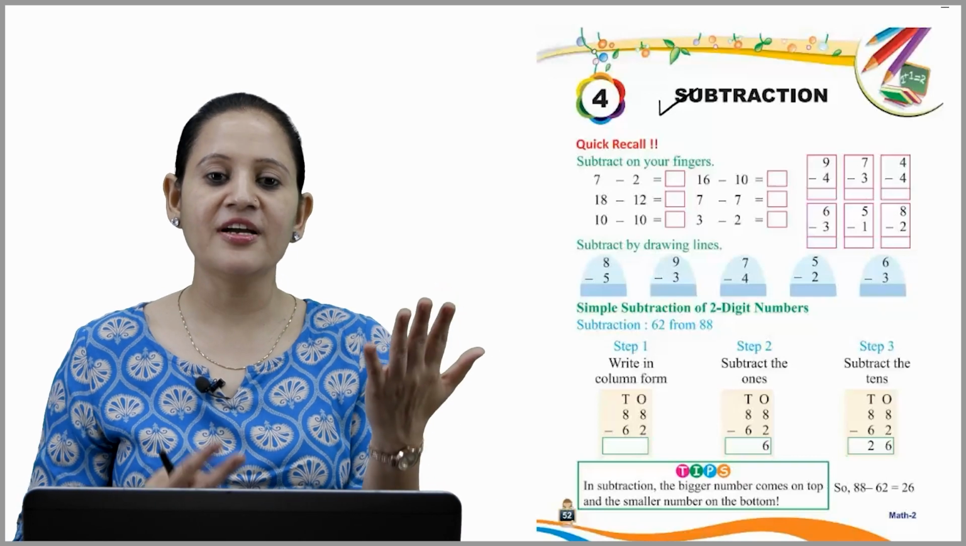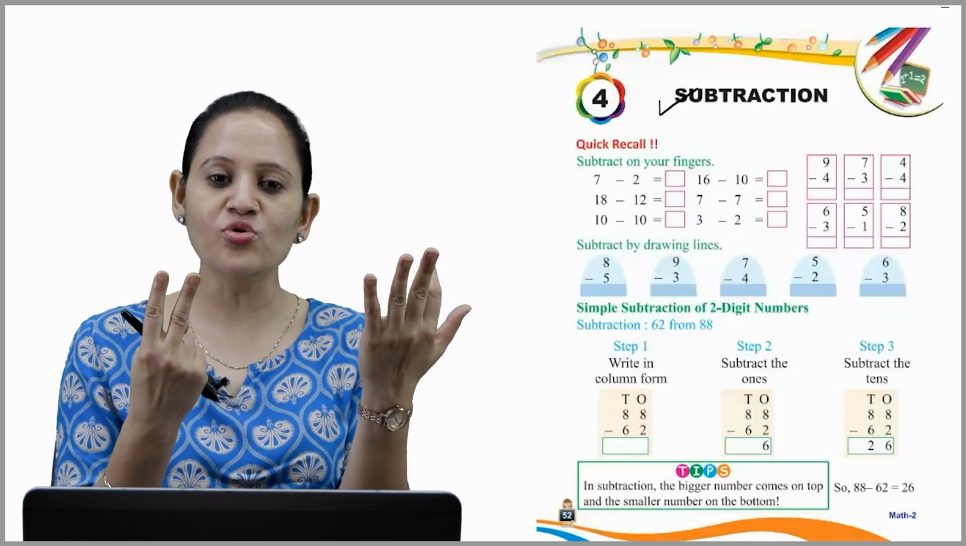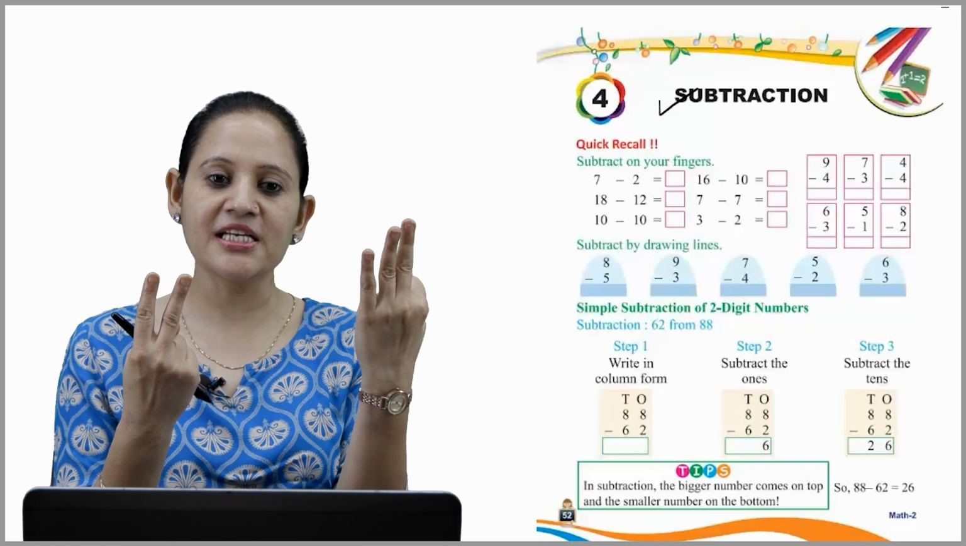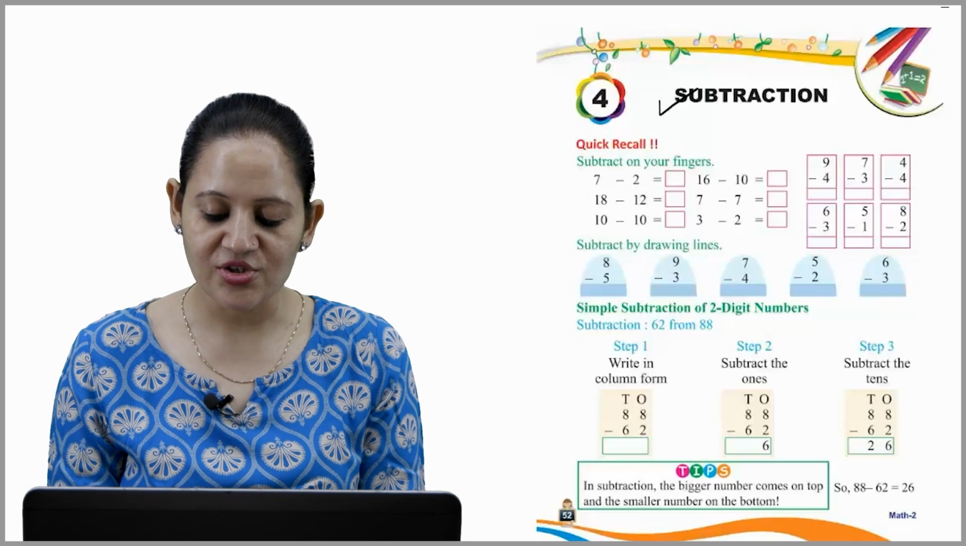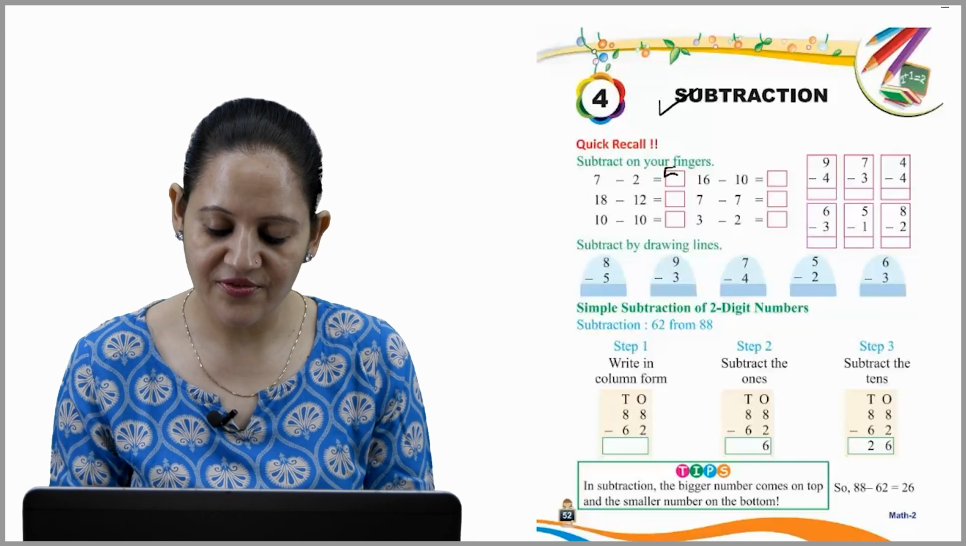So total 7 fingers open करेंगे, 5 plus 2 is 7, उसमें से 2 down कर देंगे because हमें 2 subtract करना है. So how many fingers are there? 5. So 7 minus 2, that is 5.